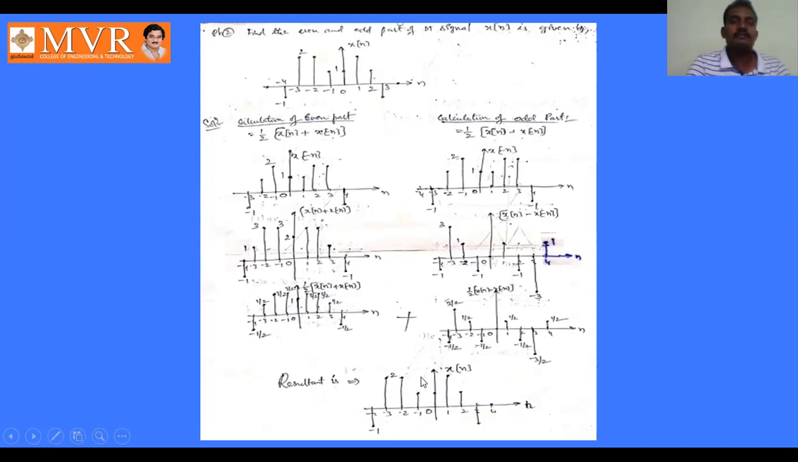Like this we will get the resultant sketch. This is exactly the same as the original sketch. So these are some problems related to signals.